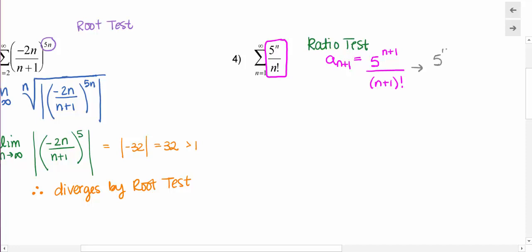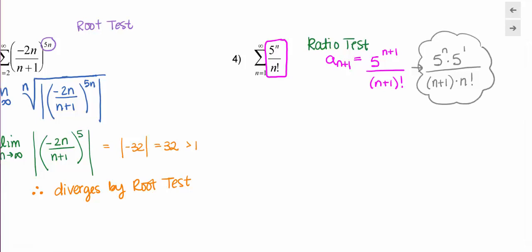So this is equivalent to 5 to the n times 5 to the first, because when you are multiplying with the same base, you add those exponents. So I can break that back apart. And then on the bottom, this is equivalent to n plus 1 times n factorial. Because that factorial part means that you're going to multiply by that number and then 1 less than that, and then 1 less than that. So it's that product, all the way down to times 3 times 2 times 1. So just keep that in mind, because that's going to be what I eventually need here in this limit.